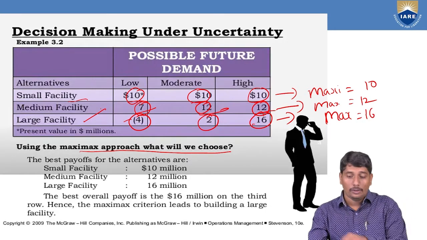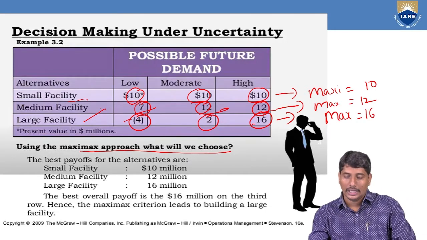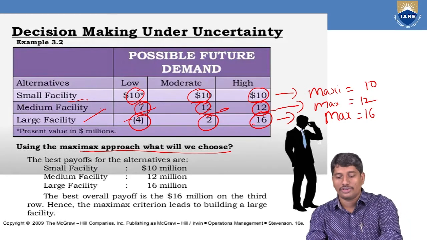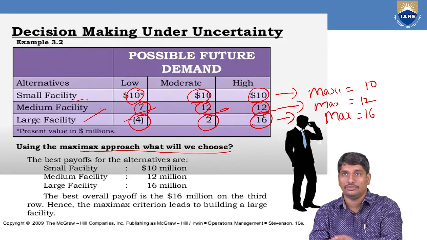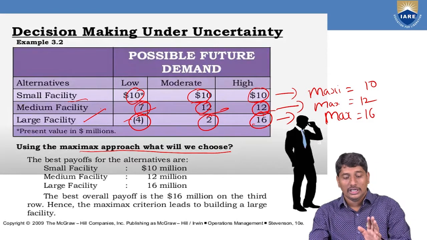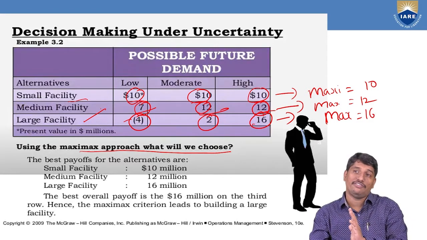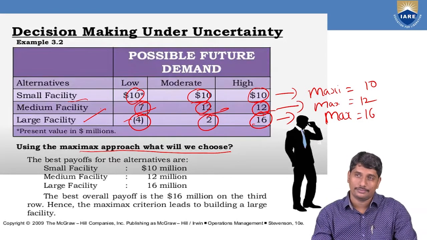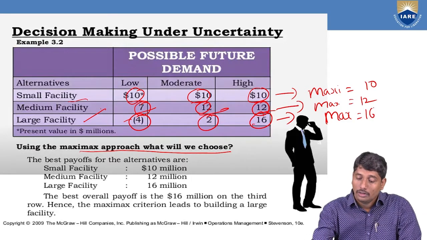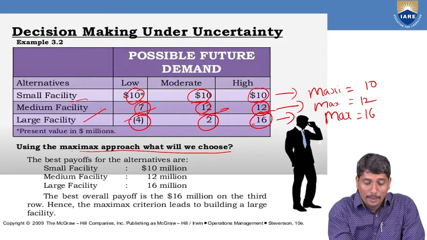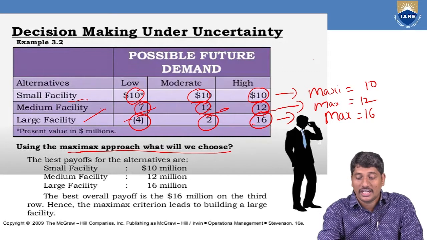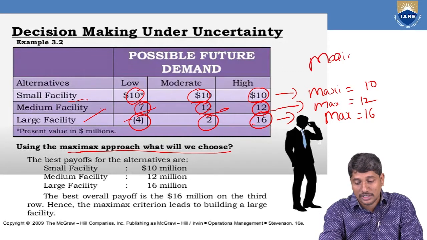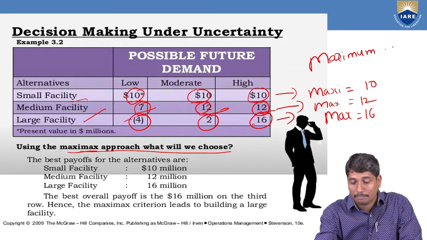Okay. So in the first row, we have maximum of $10. In the second row, we have maximum of $12. In the third row, we have the possibility of having maximum profit of $16. Now, what is our criteria? Maximax. Maximax means select maximum of maximums. Remember, I am elaborating that, maximum of maximums.